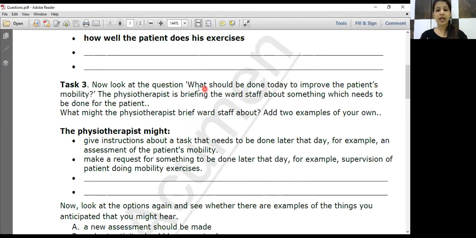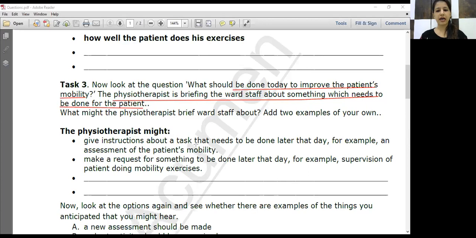So the question is saying, what should be done today to improve the patient's mobility, right? What should be done today to improve the patient's mobility? So here the physiotherapist is briefing the ward staff about something which needs to be done for the patient. The physiotherapist is not asking, but is briefing the ward staff about something that needs to be done today. Now, what kind of instruction may the physiotherapist be giving, right?